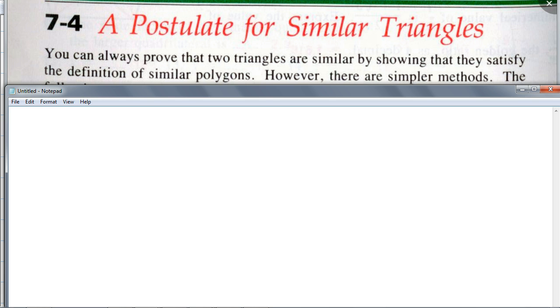What if you wanted to say that the corresponding sides are in proportion? What do you have to say? Corresponding sides of similar triangles are in proportion. You have to say it that way. Does that make sense? All right.